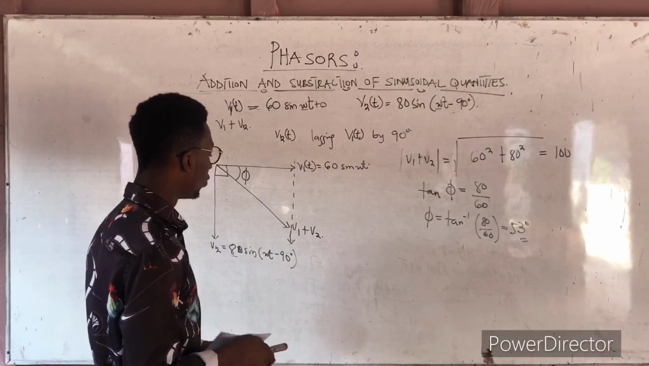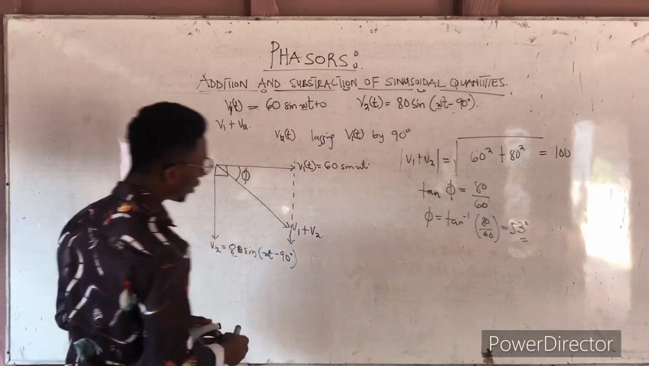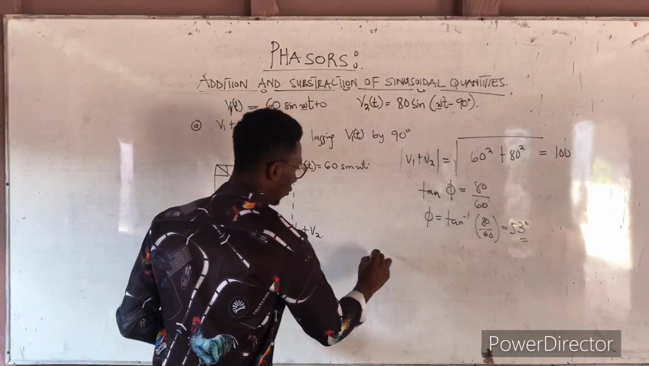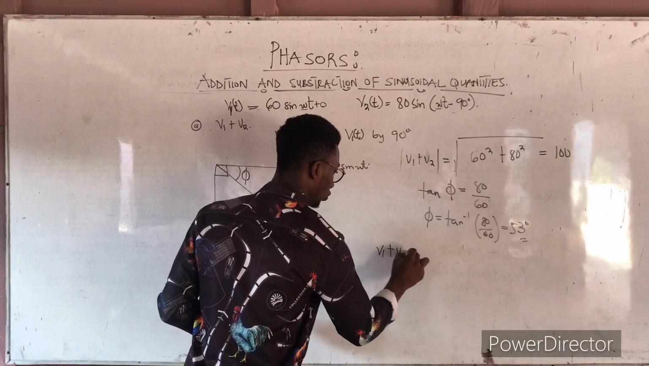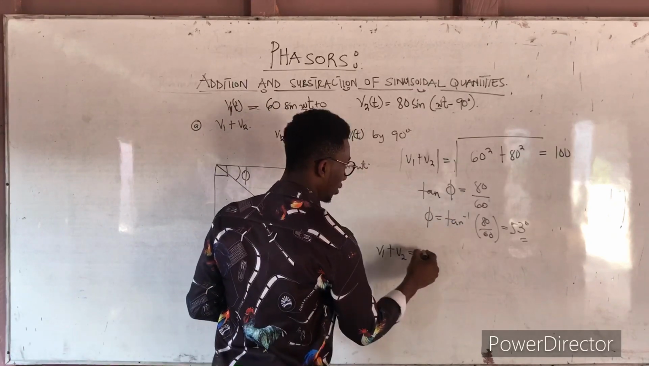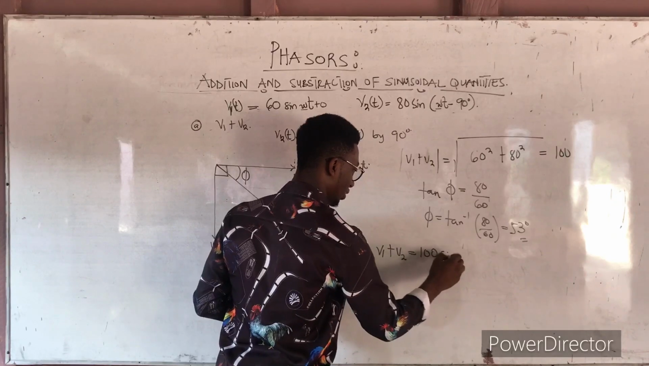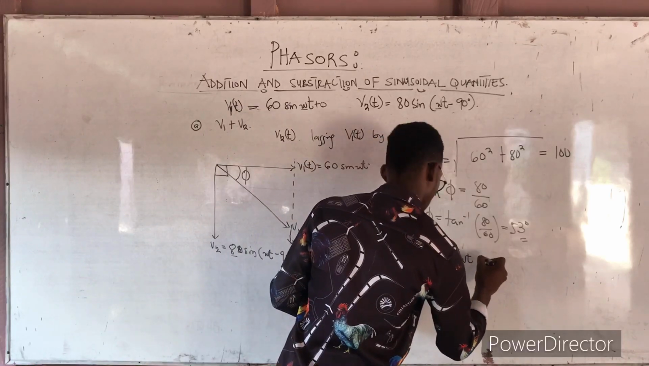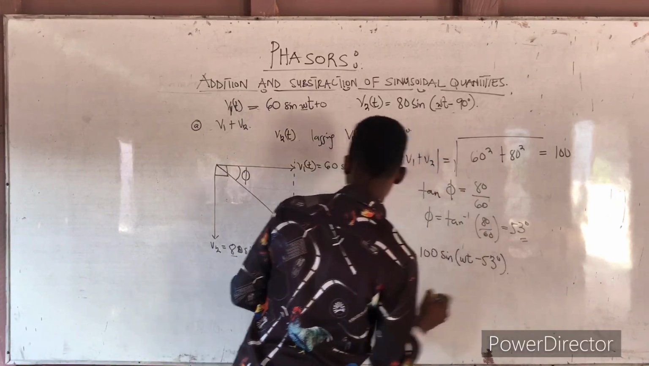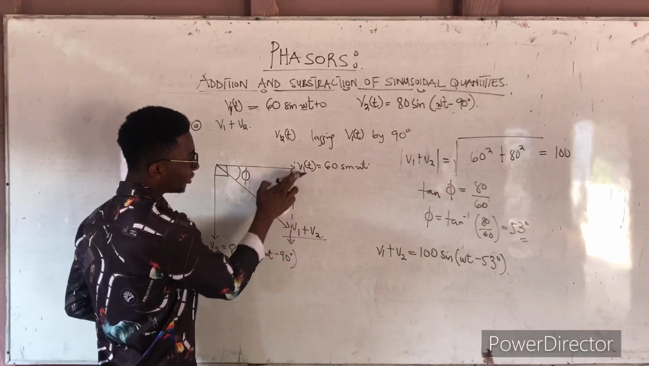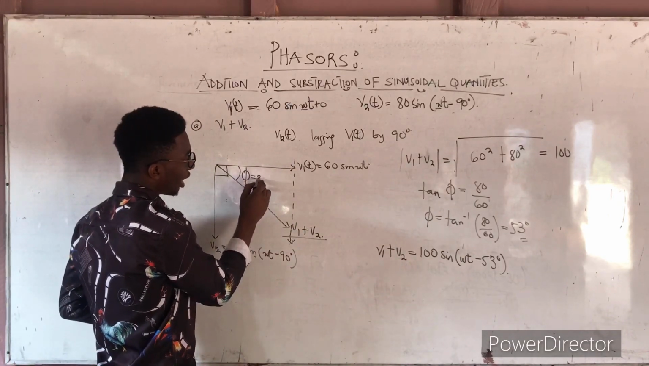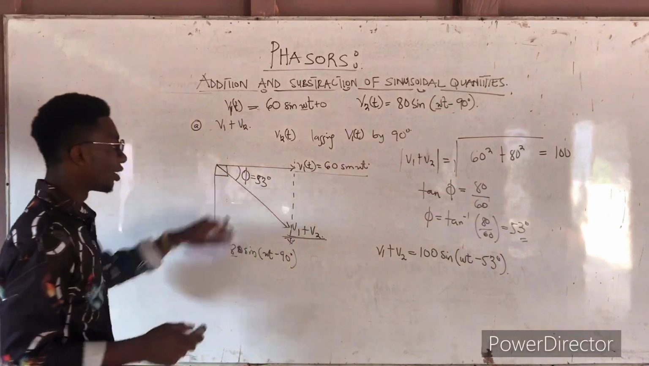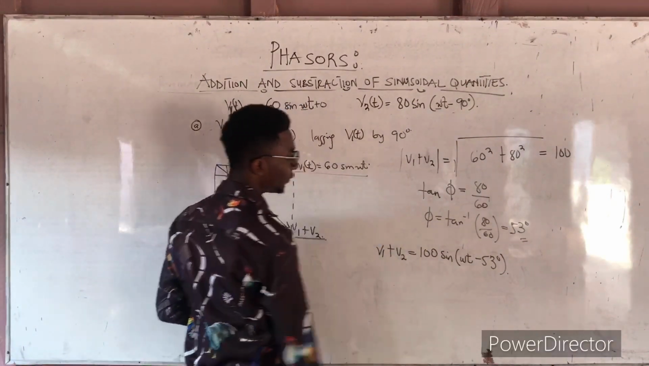So therefore, how will you find, finally, the voltage or the addition of the two of them as a function of time? So the addition of the two of them as a function of time will now become V1 plus V2 will become the peak voltage, which is 100 sine into bracket omega t minus 53 degrees. Why? Because this is lagging with a phase angle of what? 53 degrees. So the resultant vector was also lagging with a phase angle of what? Of 53 degrees. That's why we had the 53.